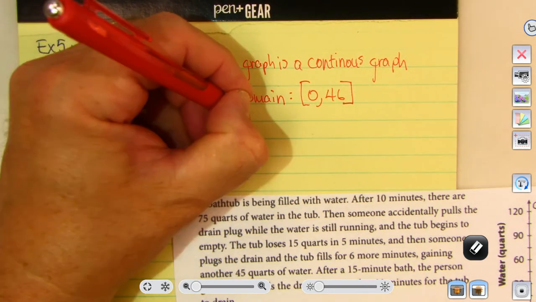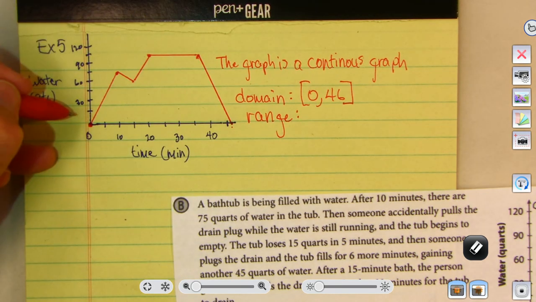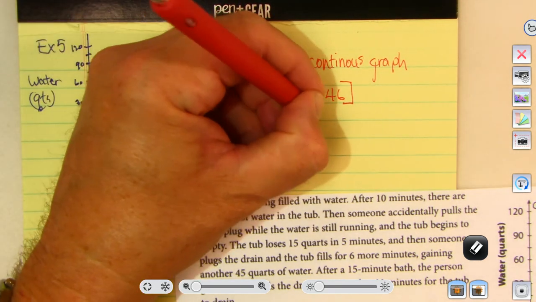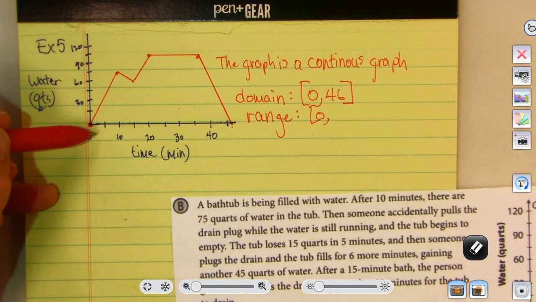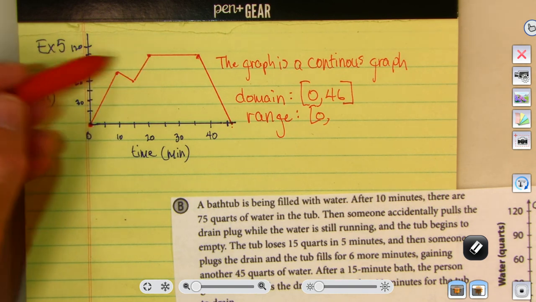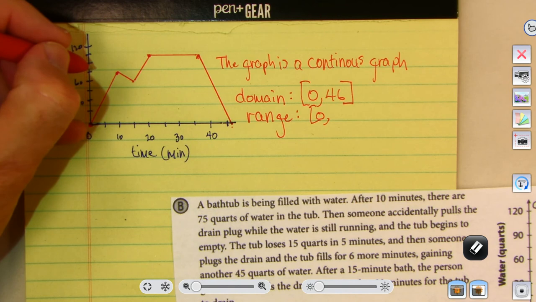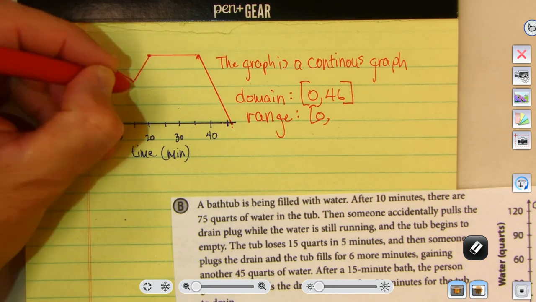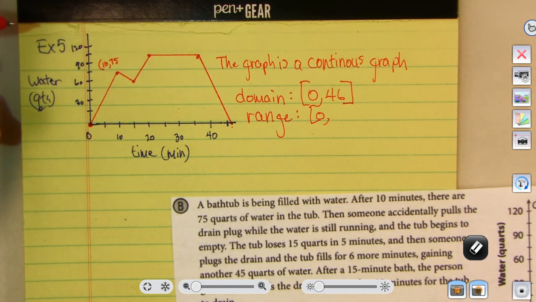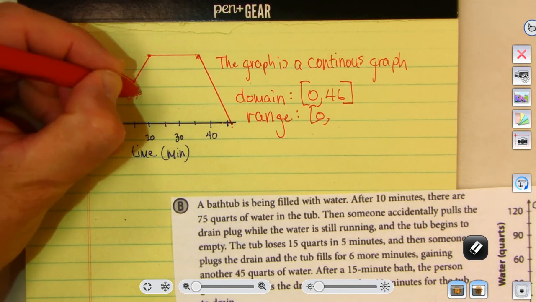The range, well, we started with no water, okay? And it starts at 0. I'm using brackets because it's equal to 0. And it gets a maximum of, we said, 105 gallons. One of the things that might be helpful to do is to actually state the points here. The first point is 10, 75. The second coordinate is 15, it came down to 60.